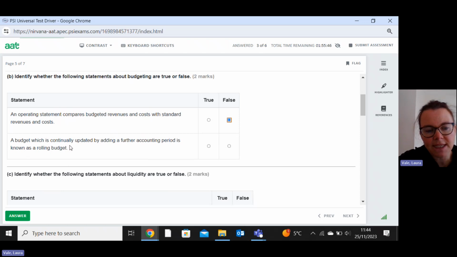A budget which is continually updated by adding a further accounting period is a rolling budget. So that is just the definition of a rolling budget. So that is true.